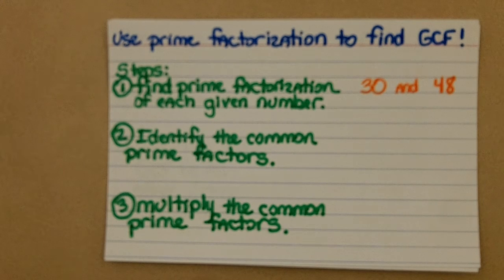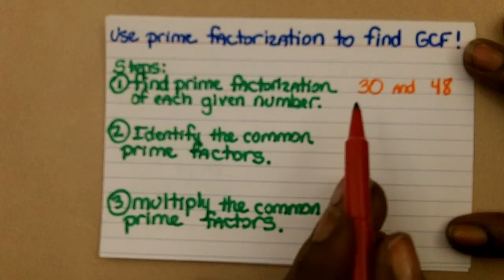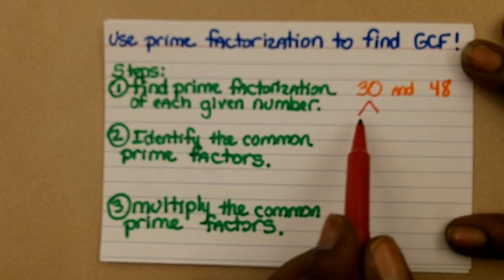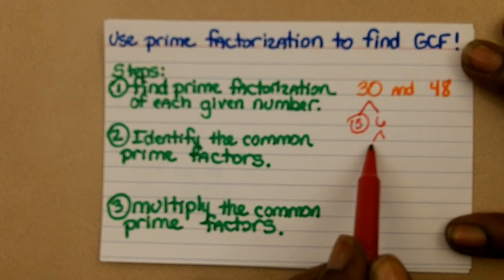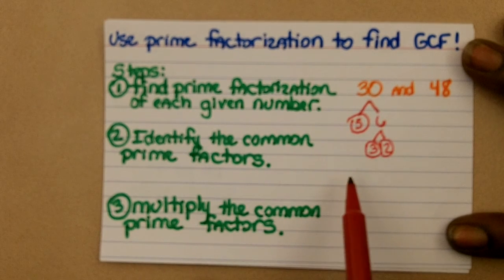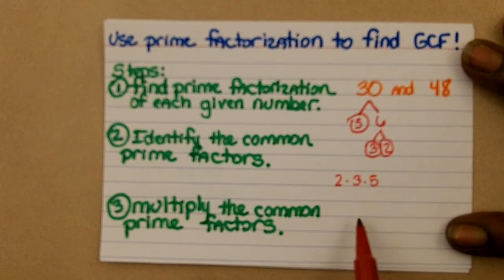Now, using prime factorization to find GCF. There are 3 steps involved when you're trying to find the GCF using prime factorization. First is to find the prime factorization for each given number. So in this example, we have two numbers, 30 and 48. The first thing I'm going to do is make a factor tree for 30. 5 is prime, 3 is not. So my prime factorization for 30 would be 2 times 3 times 5.